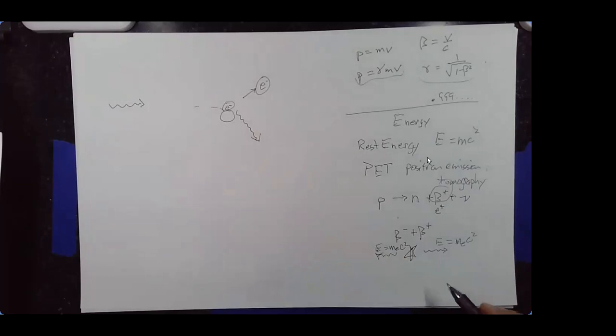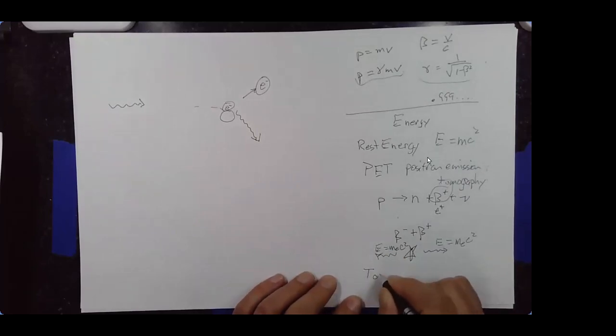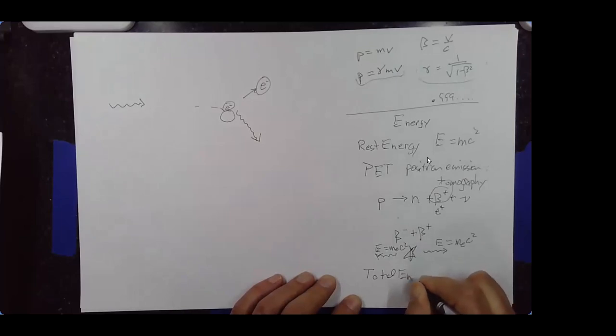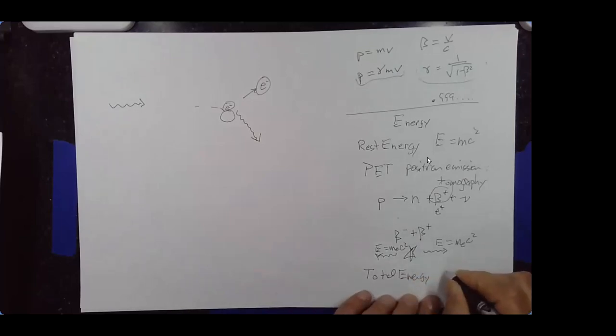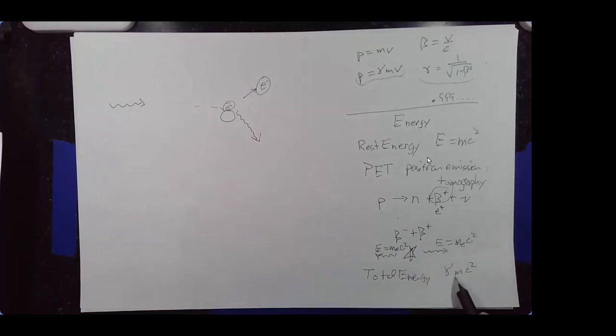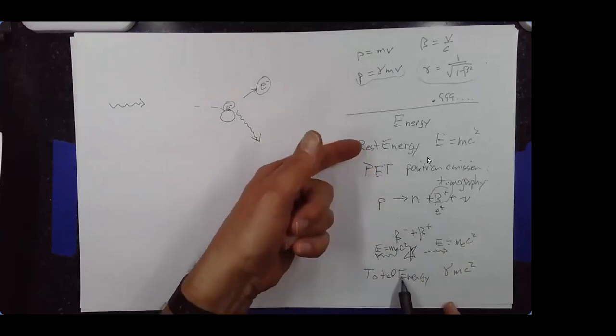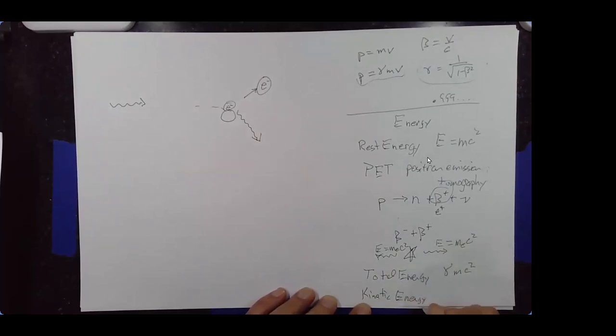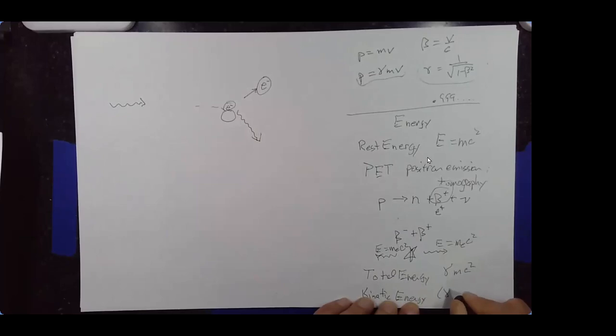What about when something is moving at a high speed? Well, there's total energy as well. And the total energy happens to be gamma times mc squared. And so that total energy can grow without limit because gamma can increase without limit as you get close to the speed of light. Well, the difference between the total energy and the rest energy is the kinetic energy. And the kinetic energy is equal to gamma minus 1 times mc squared.